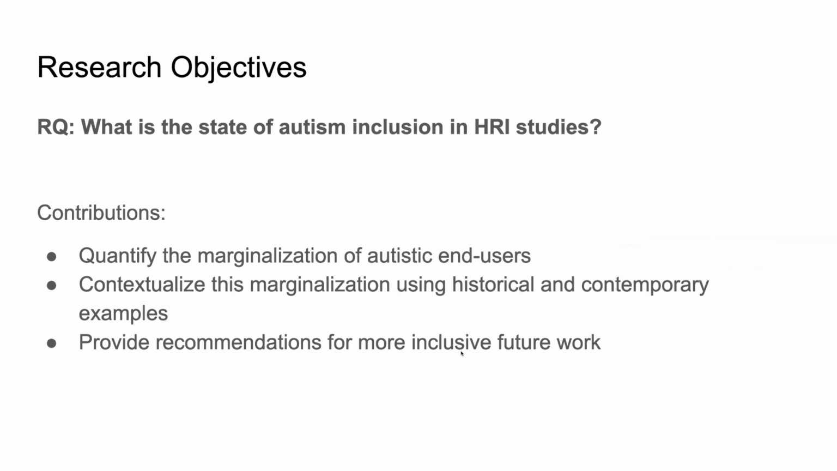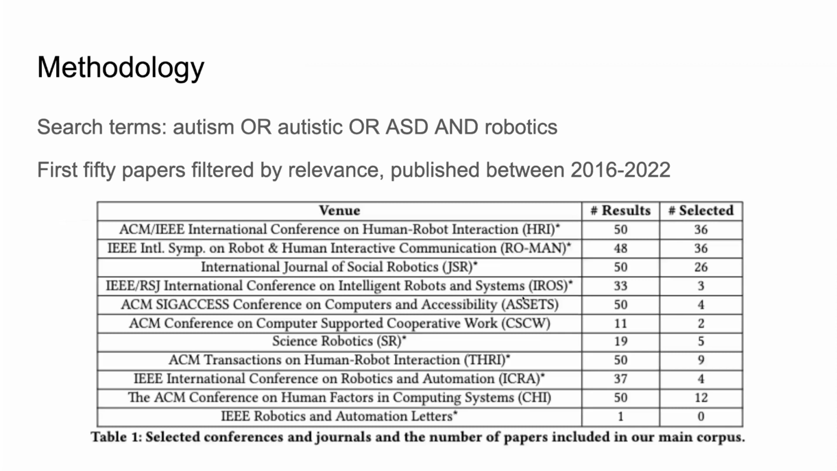So our research question for this work is looking at what is the state of autism inclusion in HRI studies. And to this end, we're quantifying the marginalization of autistic end users. And we're contextualizing this using historical and contemporary examples, and also providing recommendations for more inclusive future work.